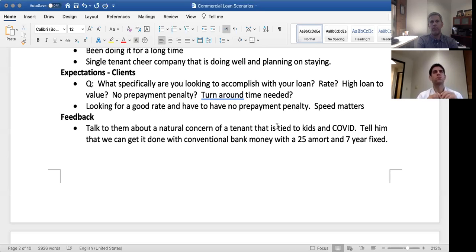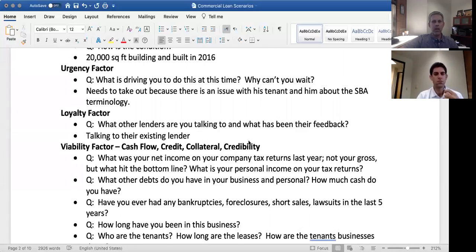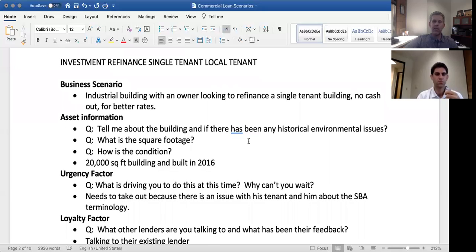So again, this is a scenario for an investment property, refinance, no cash out. Cash out matters, as you'll see later as well. That can cause some headache for lenders with borrowers pulling cash out, because they like to see them keeping all their equity in the building, and in this case, the low loan to value made a big difference. So that's an investment scenario, refinance, single tenant, kind of an industrial type of building that we're dealing with.